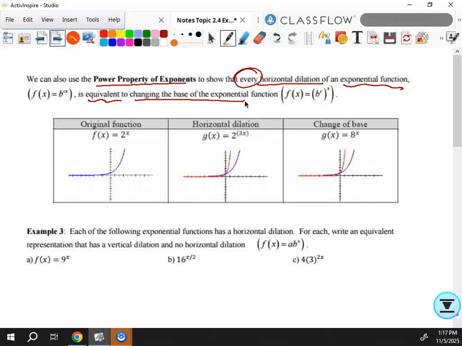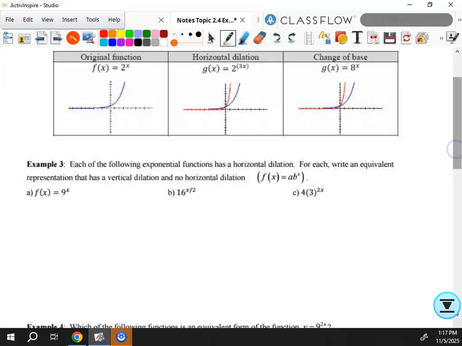If I were to take this and use my power property, I've got 2 to the 3x power. I can rewrite that as 2 to the 3rd to the x power.